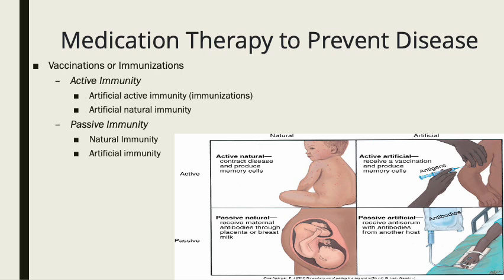When artificial active immunity is conferred using a vaccine, that vaccine contains a form of the disease that has either been killed, is alive but has been attenuated, which we said was weakened, or is a toxoid, which is a toxin that has been changed into a non-toxic form.